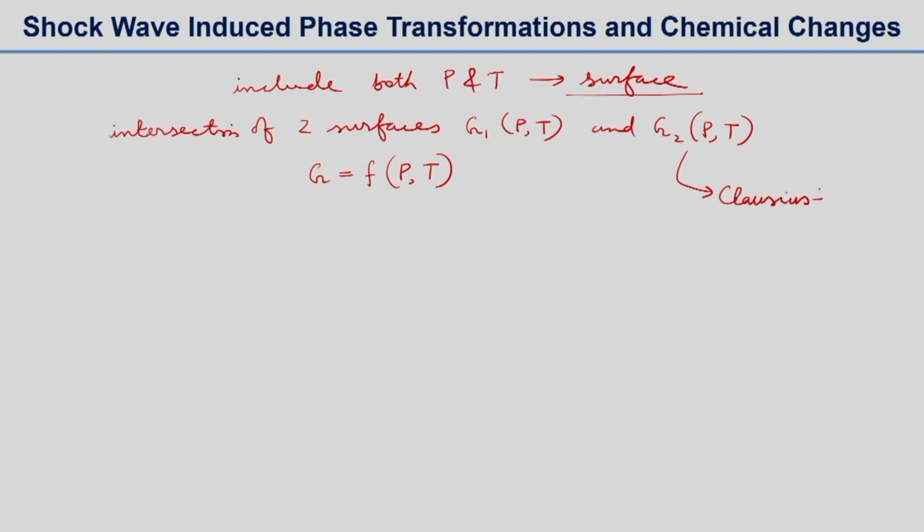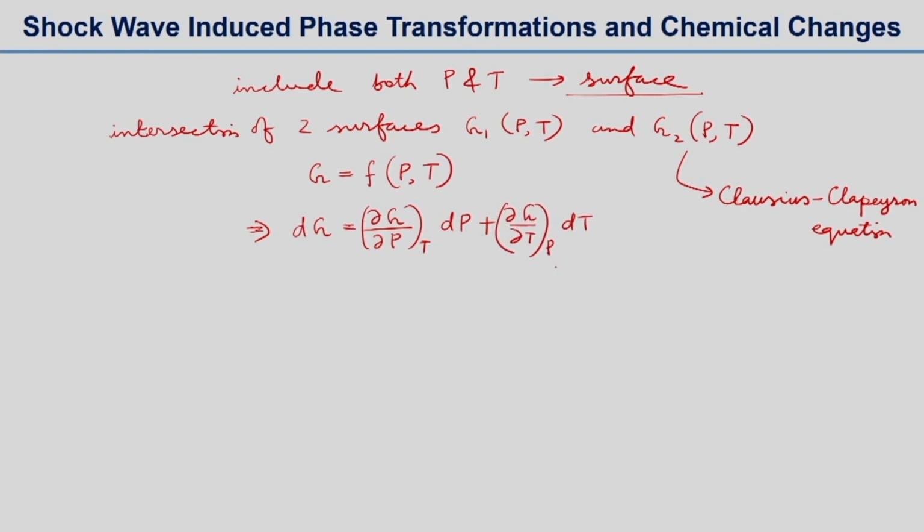the Clausius-Clapeyron equation. So we will do this now. We know that the Gibbs free energy is a function of pressure and temperature. Then we will take the differential of G, and that will give us the partial of G with respect to P at constant temperature multiplied by dP, and then the partial of G with respect to temperature at constant pressure multiplied by dT.